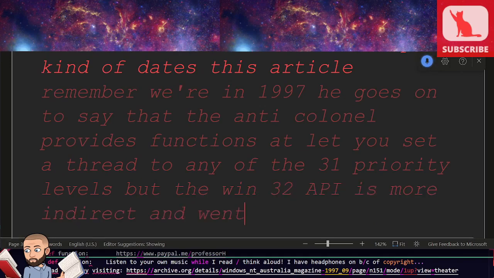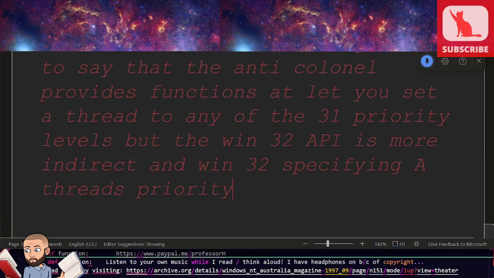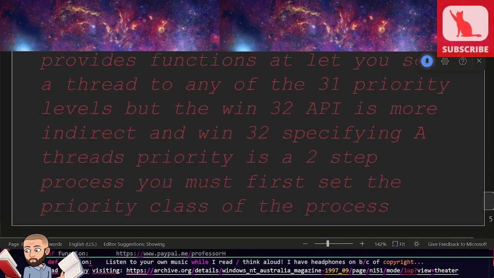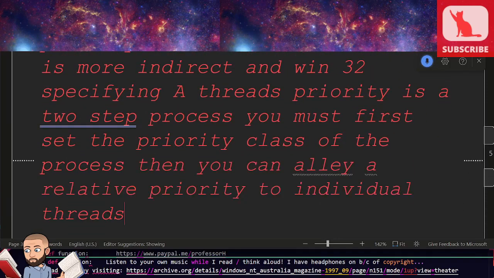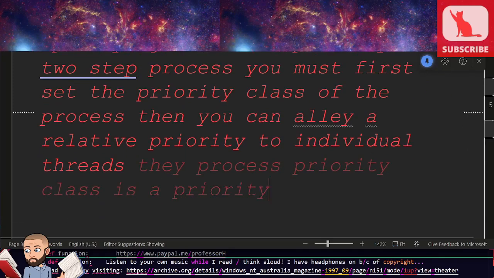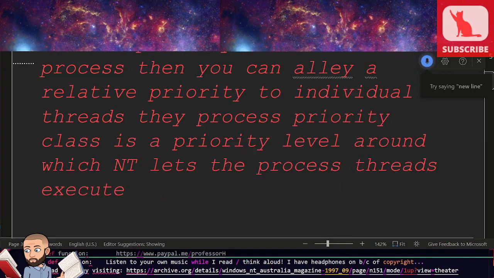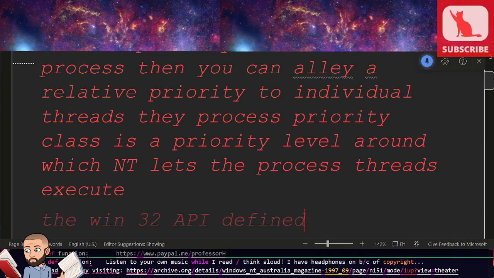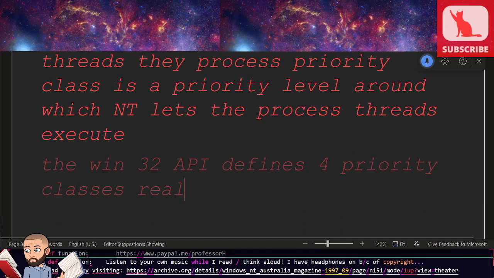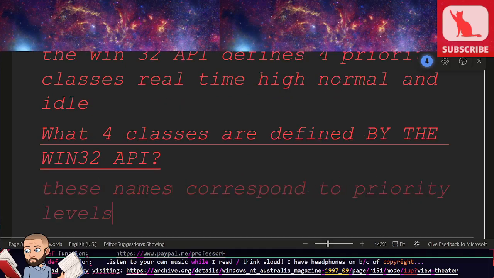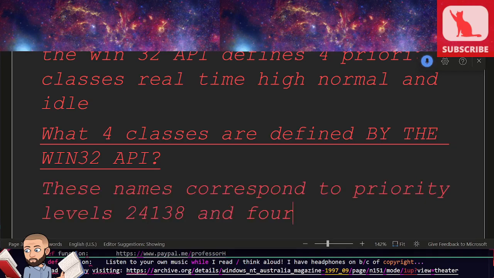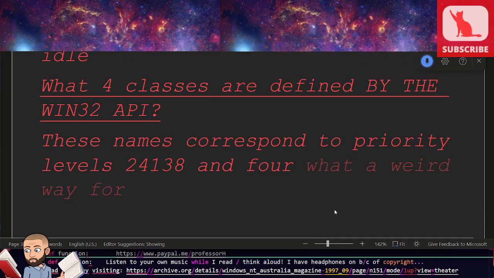In Win32, specifying a thread's priority is a two-step process. You must first set the priority class of the process, then you can apply a relative priority to individual threads. A process priority class is a priority level around which NT lets the process threads execute. The Win32 API defines 4 priority classes: real-time, high, normal, and idle. These names correspond to priority levels 24, 13, 8, and 4. What a weird way for Dictate to list out those numbers that way.